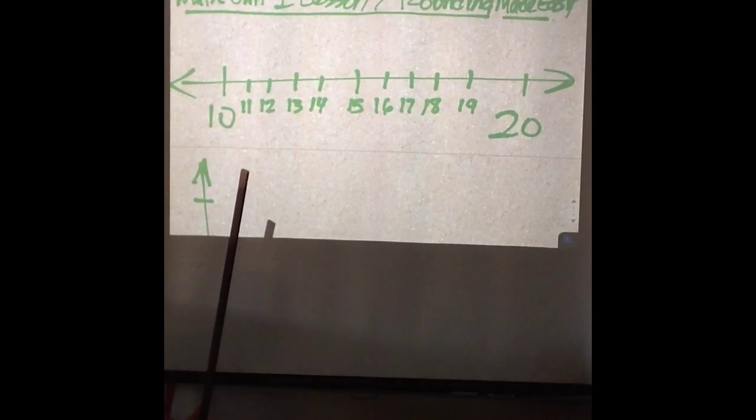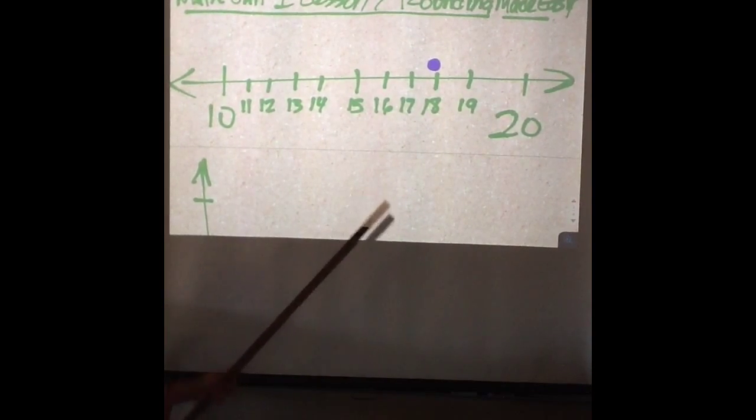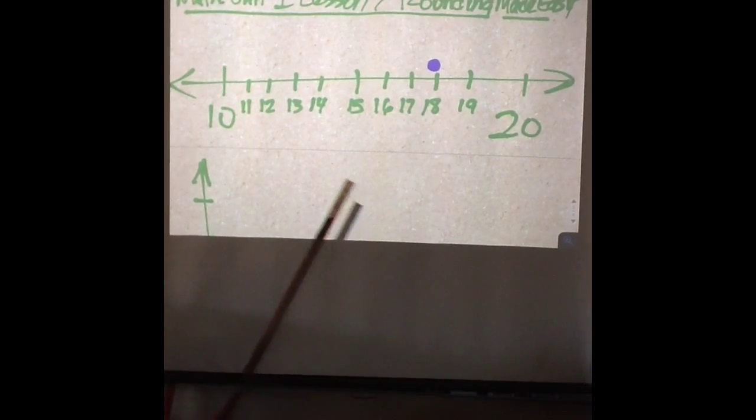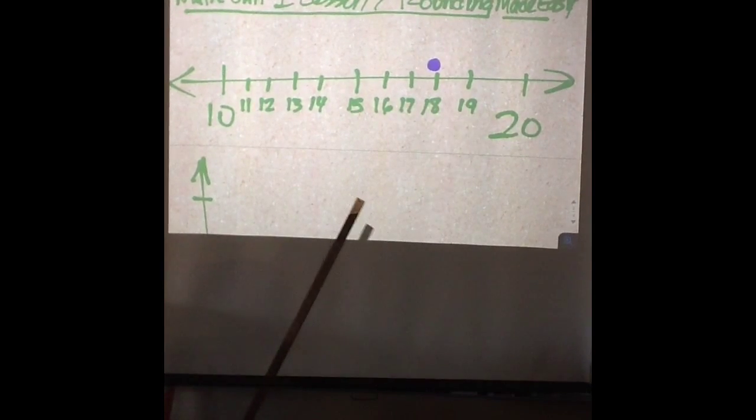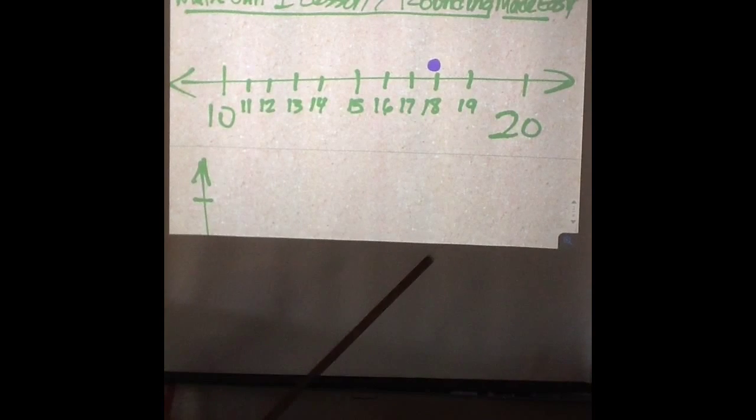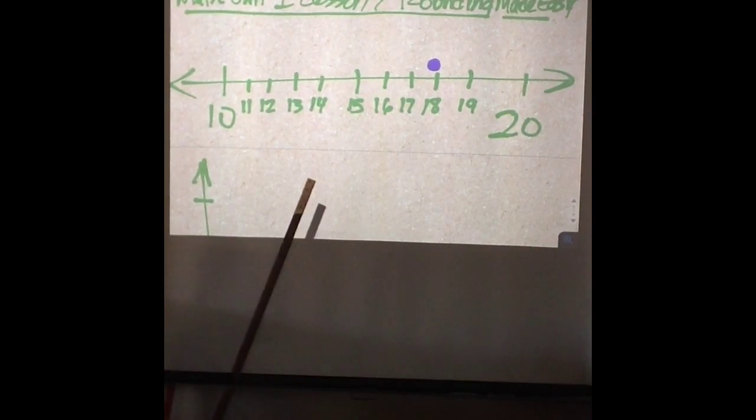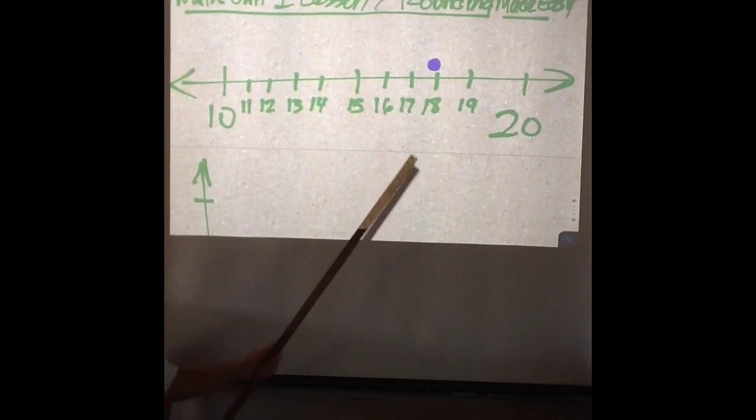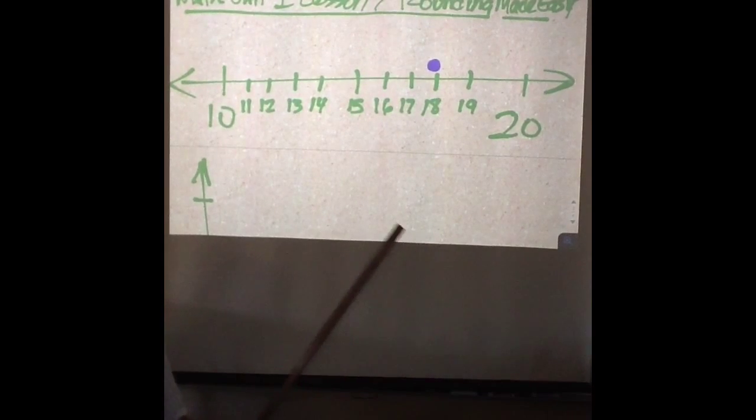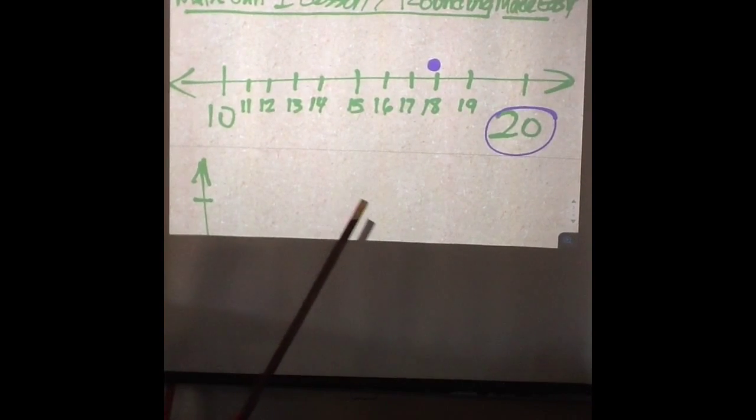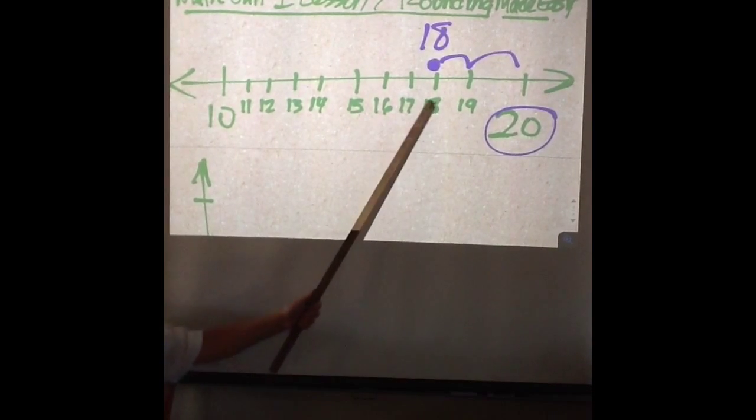Let's say I have another dot. This dot is here. On what number? 18. What is it closer to? Is it closer to the 10 or is it closer to the 20? The 20. Okay. So if we're rounding to the nearest 10, that would mean we're going to round to what number? The 20, right. So we would say we're going to round 18 to the 20, because it's only two places from the 20, right?